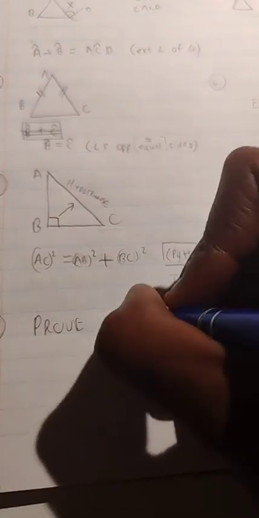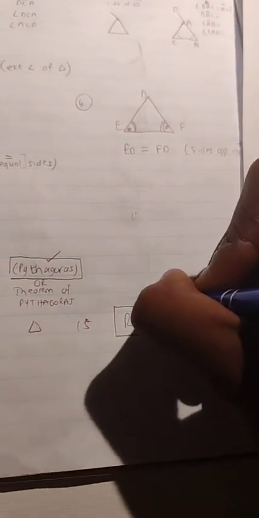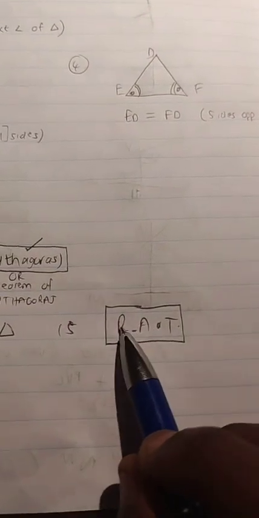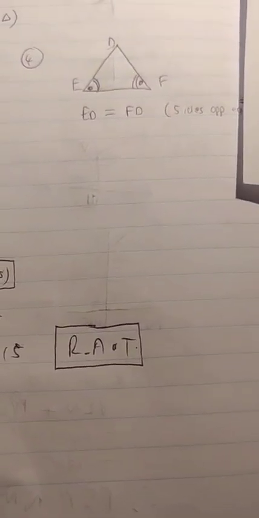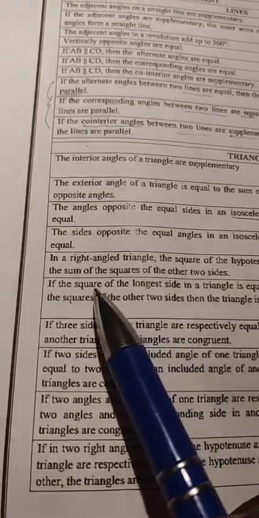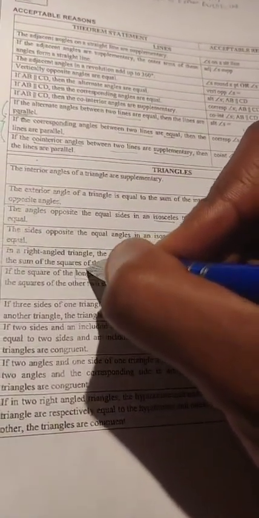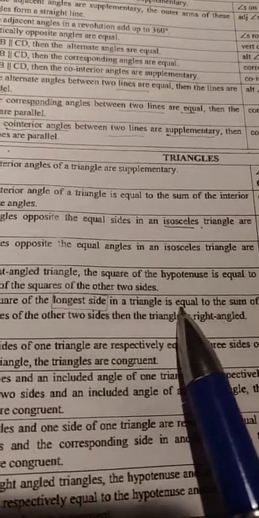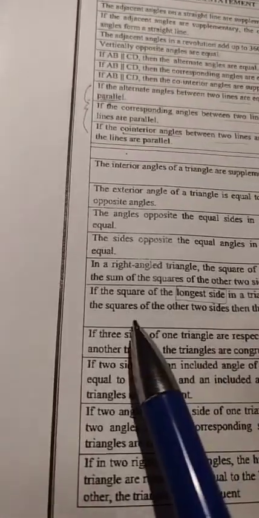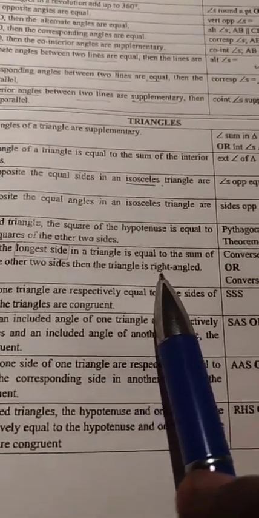Then in some cases they will say to you, prove that a triangle is a right angle triangle. How do we prove that a triangle is a right angle triangle? That's where this theorem comes into play. If the square of the longest side in a triangle is equal to the sum of the squares of the other two sides, then the triangle is right angled.